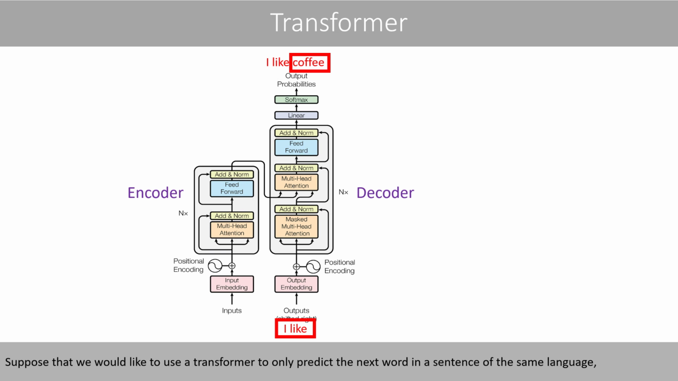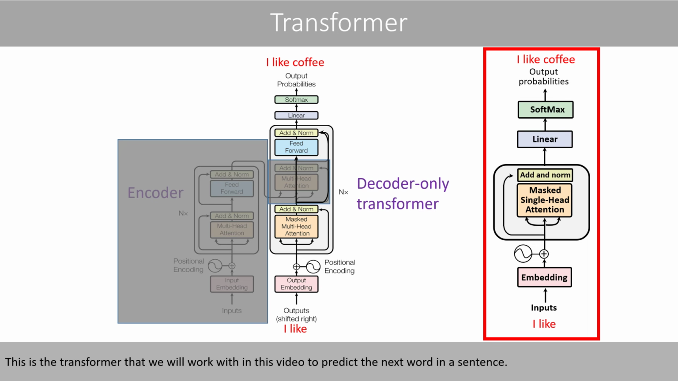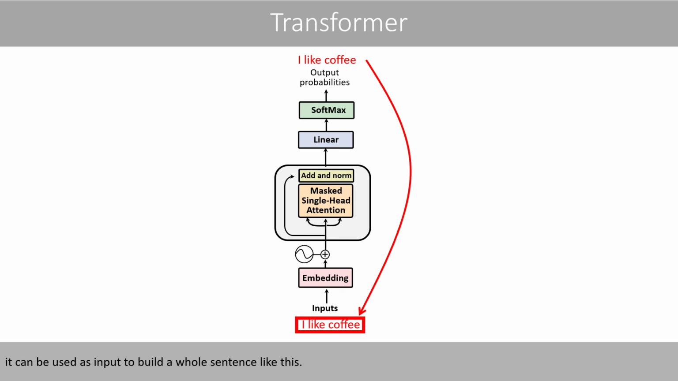Suppose that we would like to use a transformer to only predict the next word in a sentence of the same language. Then we do not need the encoder, which means that we use a decoder-only transformer. ChatGPT is, for example, a decoder-only transformer. This is the transformer that we will work with in this video to predict the next word in the sentence. Once the model has predicted the word coffee, it can be used as input to build a whole sentence like this.